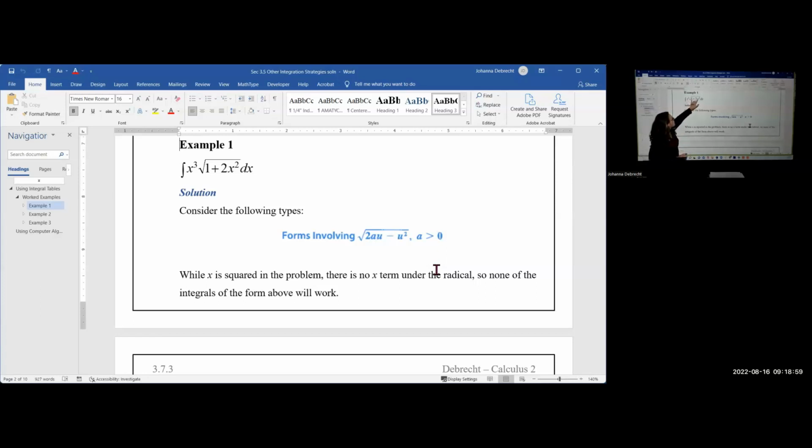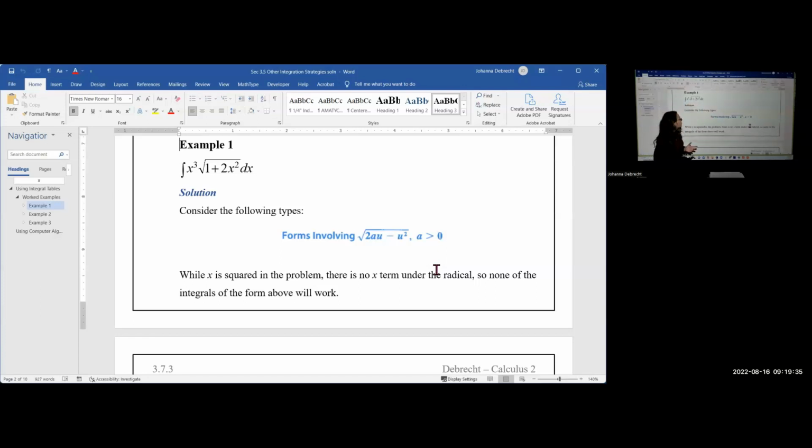So what I'm looking at here is a constant plus a constant times x squared. When I look through different ones, there are different patterns that I can see. Here's one pattern that might fit. It's got the square root of 2au minus u squared, a greater than 0. Now, why might I pick this one up? Because I see the radical and I see the u squared. However, this one will not apply. This pattern right here in blue does not fit the pattern up here under the radical.